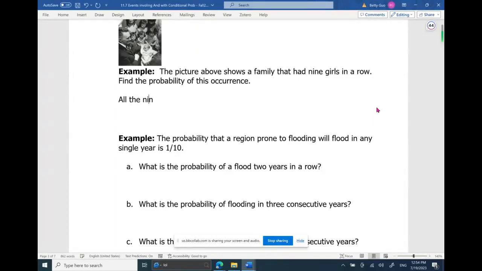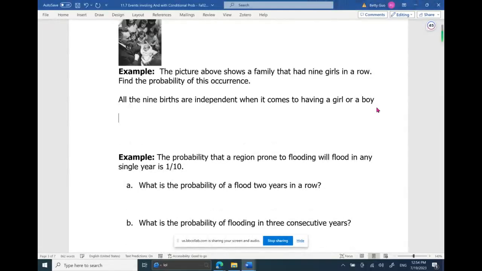All the 9 births are independent when it comes to having a girl or a boy. Okay, this is also an independent case.